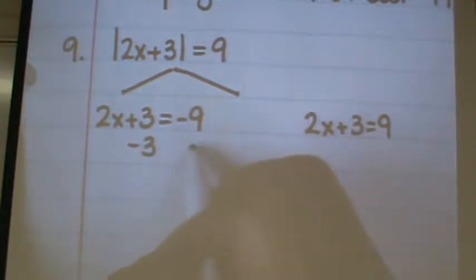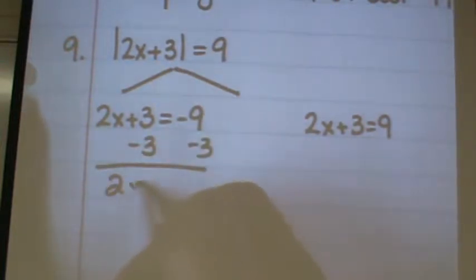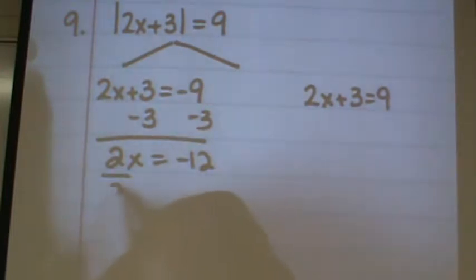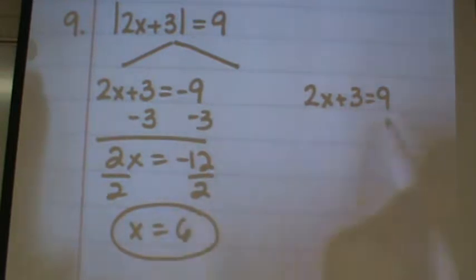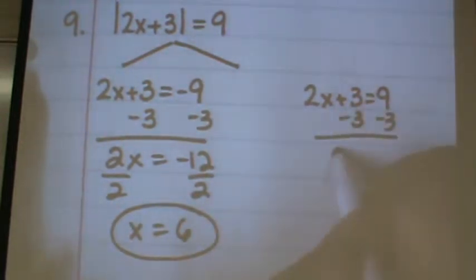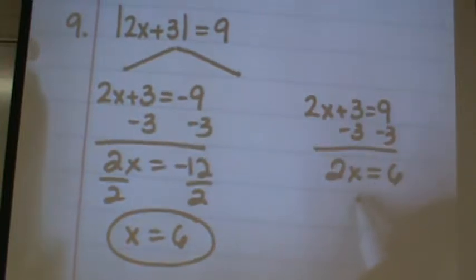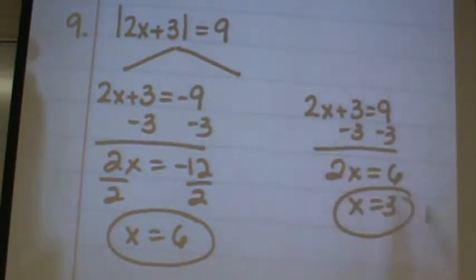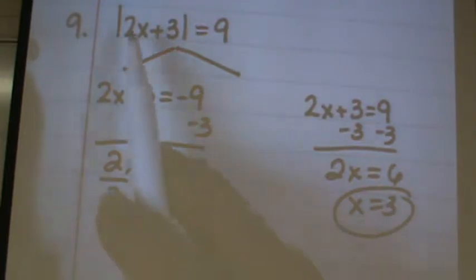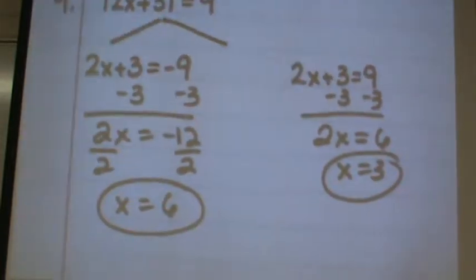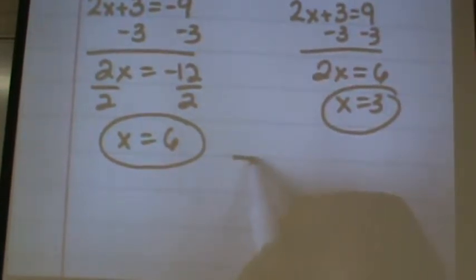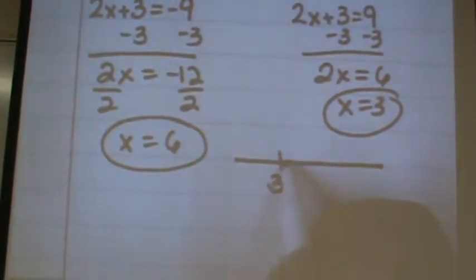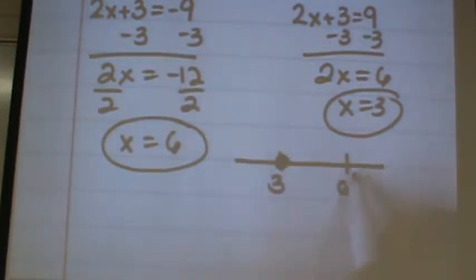All you do is subtract 3. 2x equals negative 12, and divide by 2, x is negative 6. That is one answer. The other answer, subtract 3, 2x equals 6, divide by 2, and x equals 3. You can check these answers and plug them into the original problem and they will both work. If you wanted to graph the answers, it's simply putting a dot at negative 6 and a dot at 3. That's the graph of it.